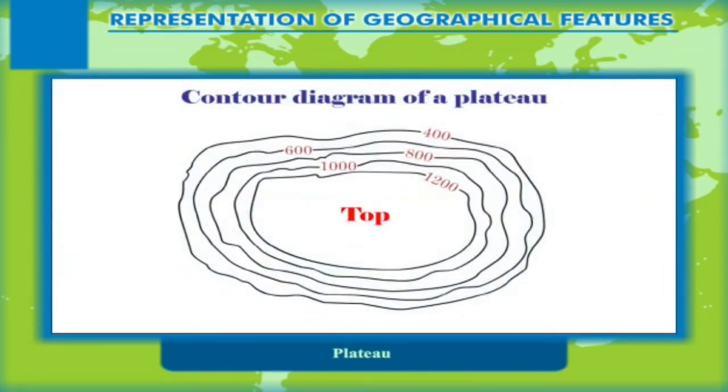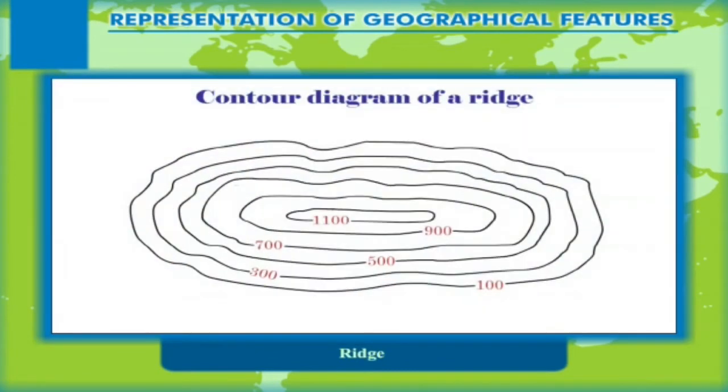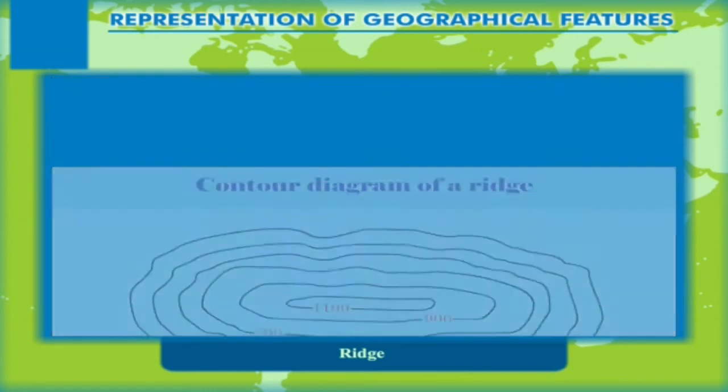Plateau. A plateau is a flat-topped highland rising abruptly above the surrounding region. The top of a plateau is almost flat, without contours or has very few contours, whereas its sides are shown by closely spaced contours. A ridge. A ridge is an elongated hill and has a narrow upland area. The contours showing a ridge are more or less elliptical in shape.